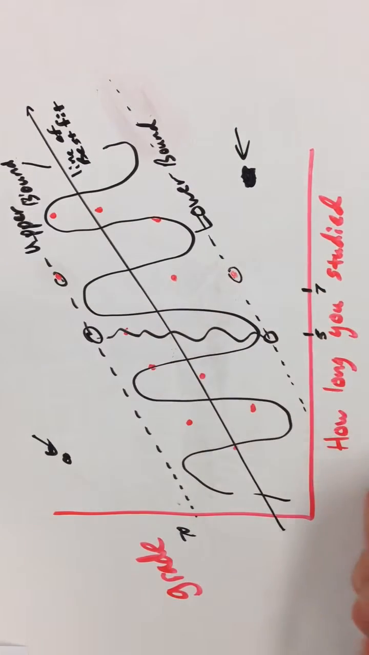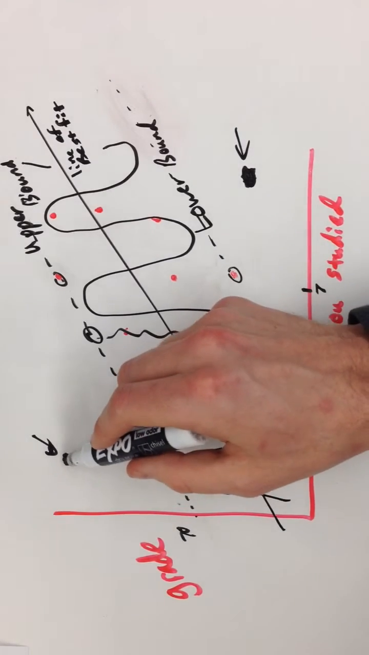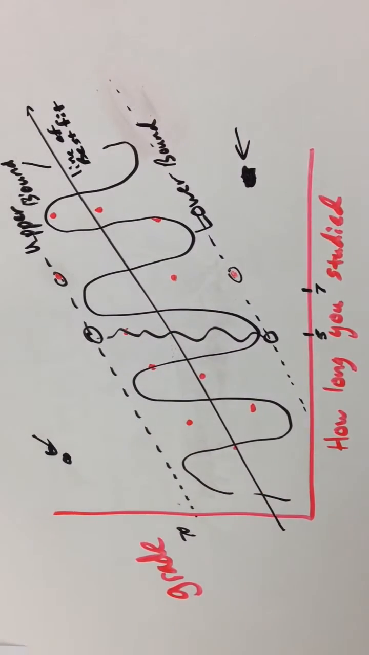And this student should probably be replaced because he barely studied at all, and he did just as good as the people that studied for forever. So upper and lower bound is a good way of dealing and talking about outliers.